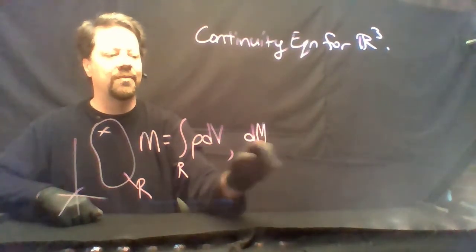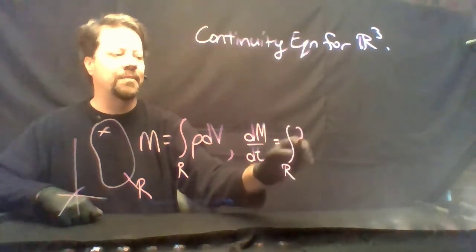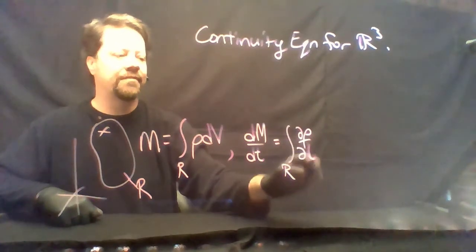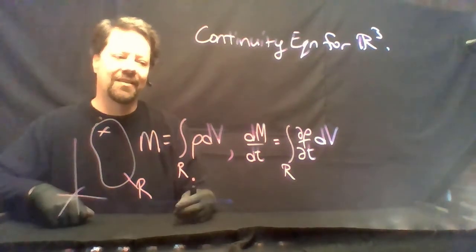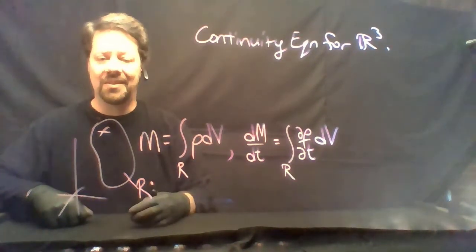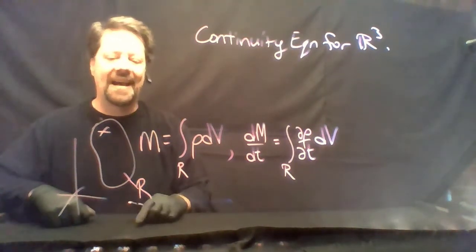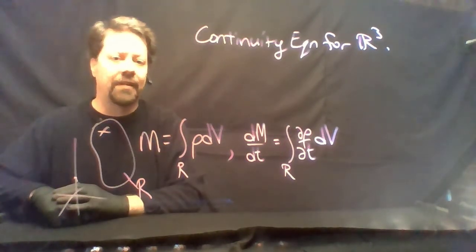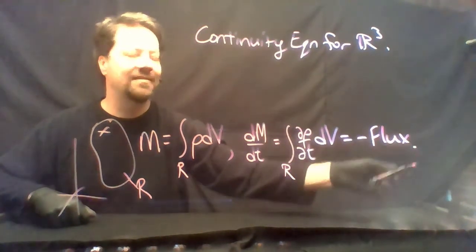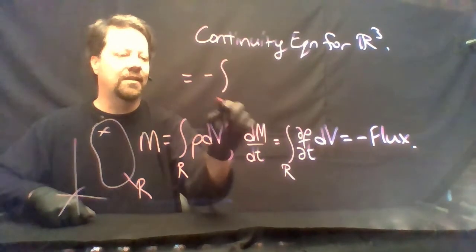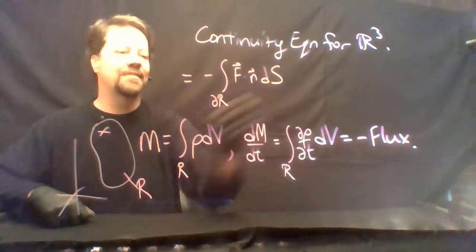That can change, though, with respect to time. You can bring the derivative with respect to time into the integral, but the price you pay is it becomes a partial derivative. And this represents the rate at which mass is going in, the rate of increase. When this is positive, mass is increasing. That's exactly the opposite of flux. If the only way mass can change within the region is by flux across the boundary, then this must be the minus of the flux. But flux, you recall, is the integral around the boundary of f dot n ds.